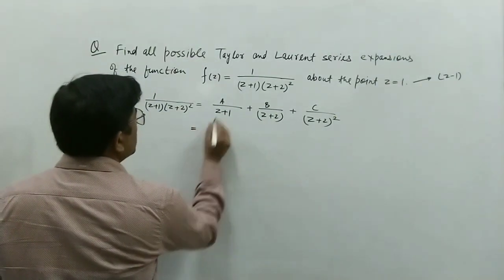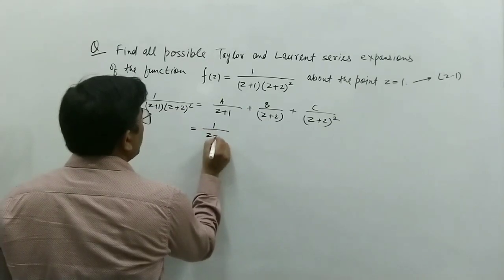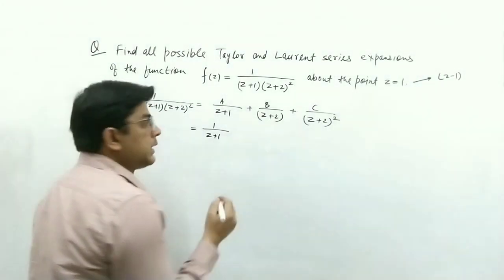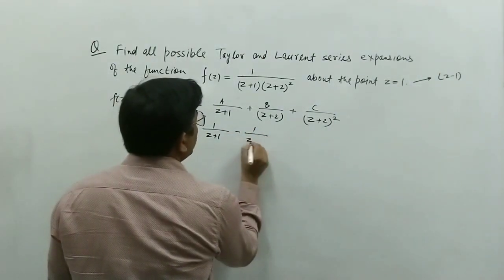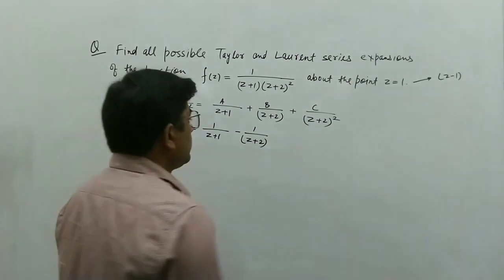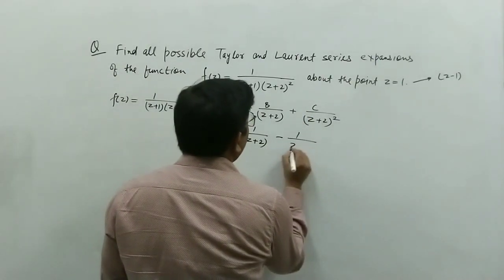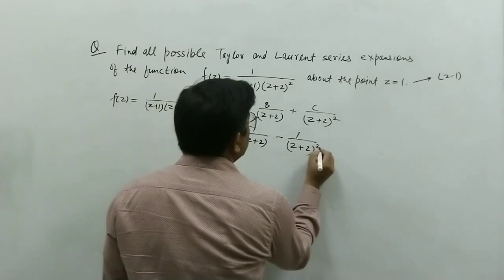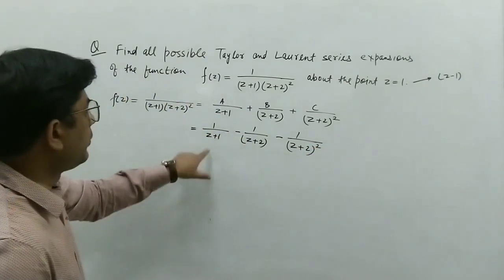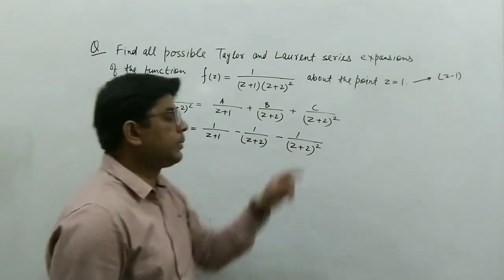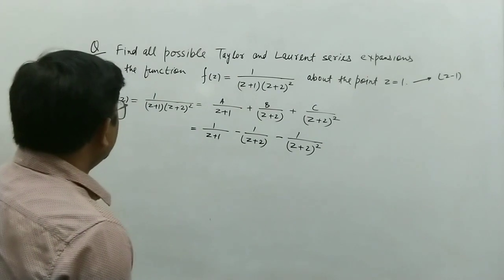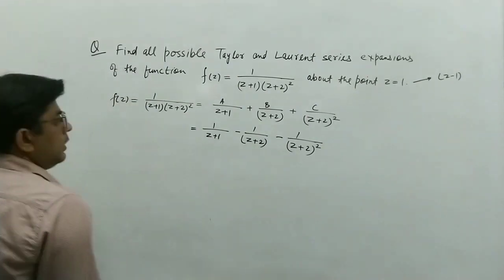So it means we can write this function as 1 upon z plus 1. So the value of A is 1. The value of B will be minus 1, so minus 1 upon z plus 2. And the value of C will be again minus 1, so minus 1 upon (z plus 2) square. Okay. So we have decomposed this function in this form: 1 upon z plus 1 minus 1 upon z plus 2 minus 1 upon (z plus 2) square. Okay, so we have this function now.